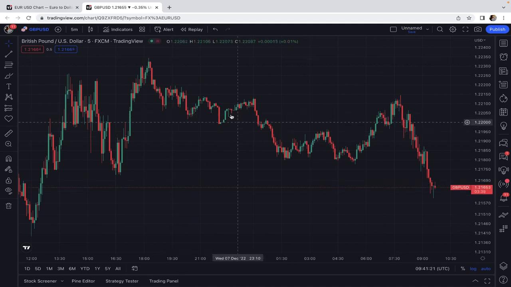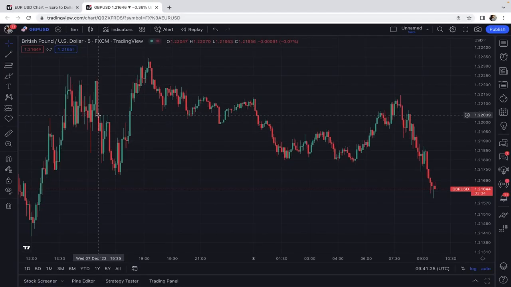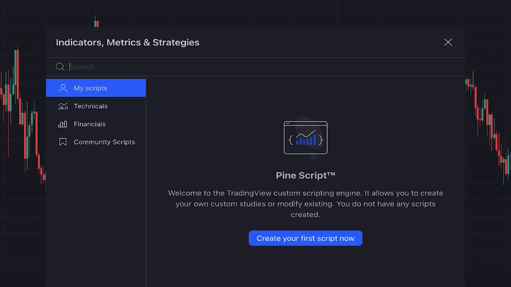As I said, this is a 5-minute scalping strategy, so here we set the chart time frame on 5 minutes. In this scalping strategy, we have 5 indicators. For adding indicators, here we click on indicators and we simply search the name.